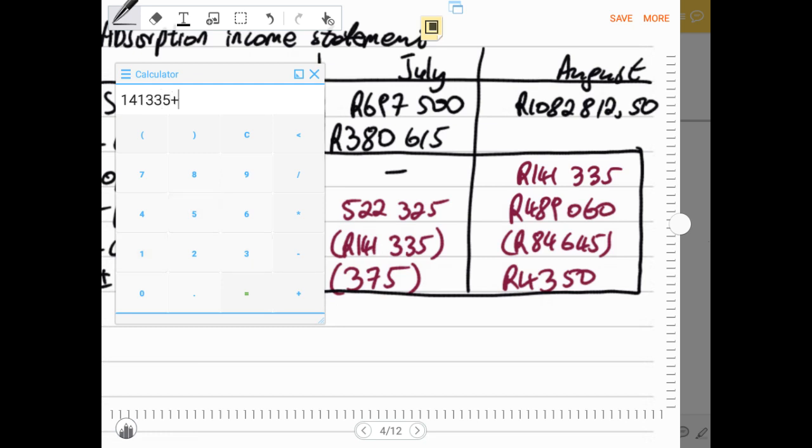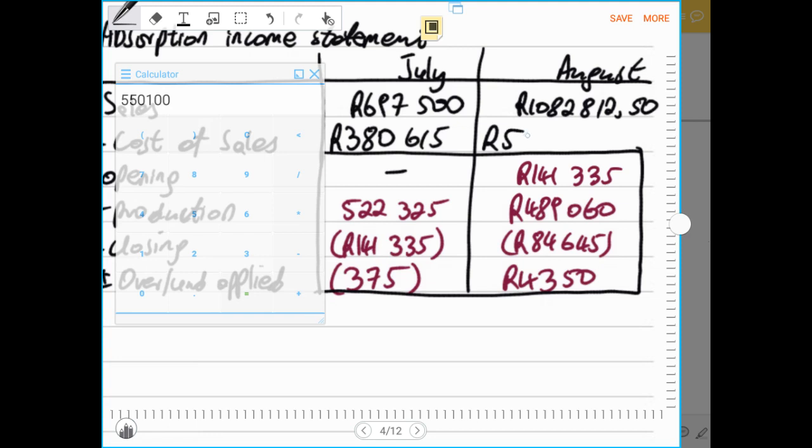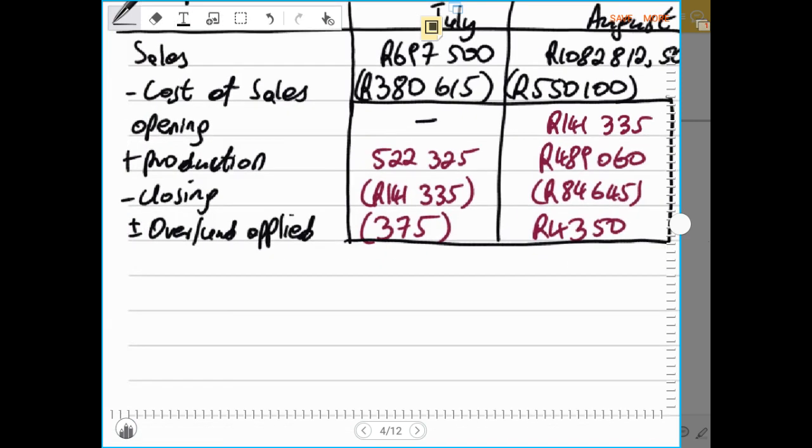Then for the month of August, it will be 141,335 plus 489,060, and you say minus 84,645, and you say plus 4,350, and this will give us 550,100. Remember, this is the cost of sales, and cost of sales is recorded as negative.